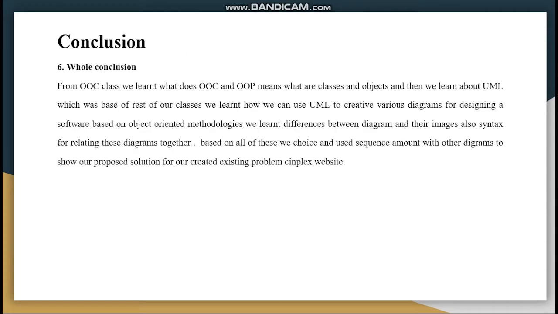Okay, for the conclusion. In this OOP class, we learned what OOAD and OOP mean, what classes and objects are, and then we learned about UML, which was based on layers of our classes. We learned how we can use UML to create various diagrams for designing software based on object-oriented methodologies. We learned the differences between diagrams, and also the syntax for relating these diagrams together. Based on all of these, we tried to use the sequence diagram along with other diagrams to show our proposed solution for our chosen existing problem, the website system.